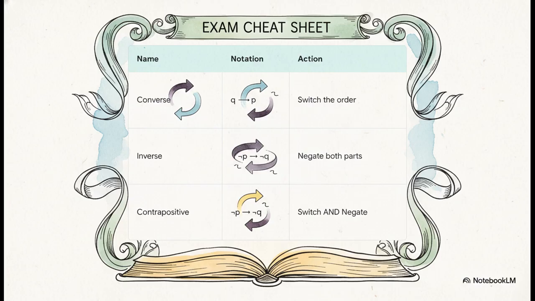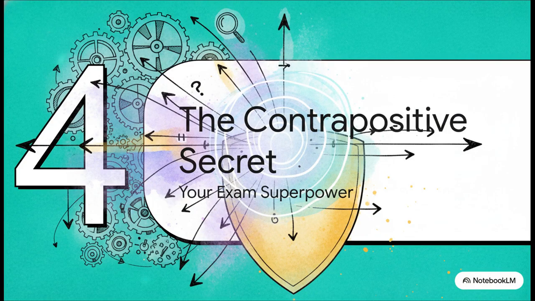Okay, this slide right here is your exam cheat sheet. Seriously, pause, take a screenshot, do whatever you need to do. It's super simple. The converse, you just switch the order. The inverse, you negate both parts. And the contrapositive, well, you do both. You switch the order and you negate both parts. Got it? Good.